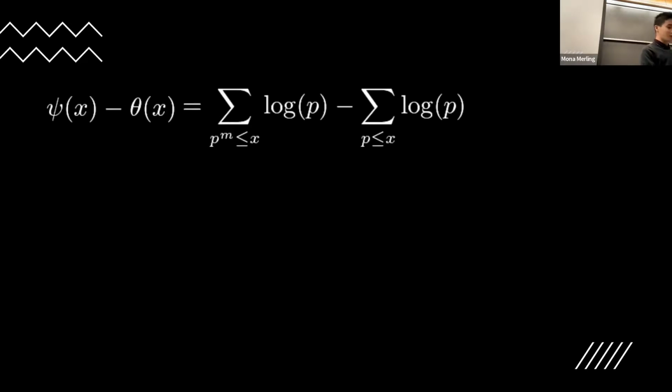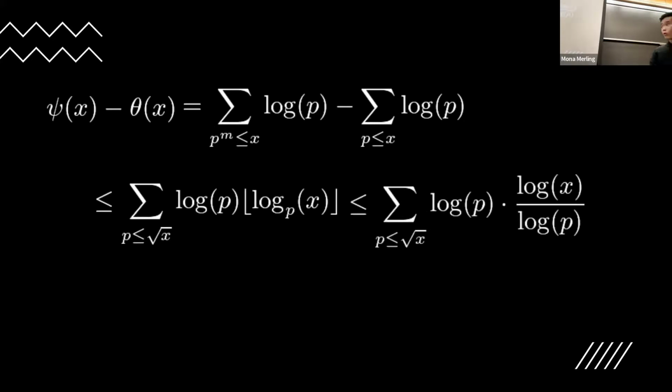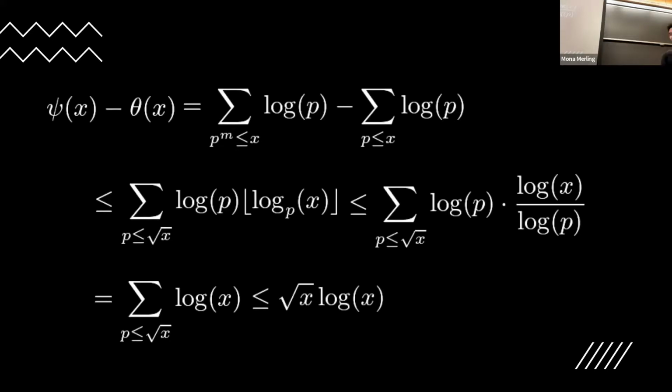That essentially means to upper bound it, we only have to count the number of times log p will be counted for all primes less than or equal to square root of x. Because if p is greater than square root of x, its log p will only be counted once, and so will be canceled out when we subtract theta. Of course, the floor function is less than or equal to the number itself, and using this, we get some really nice cancellation: it's less than or equal to the sum over all primes less than or equal to square root of x of log x. Of course, this is the worst case, if all numbers less than or equal to square root of x are prime, which means this is less than or equal to square root of x times log x.